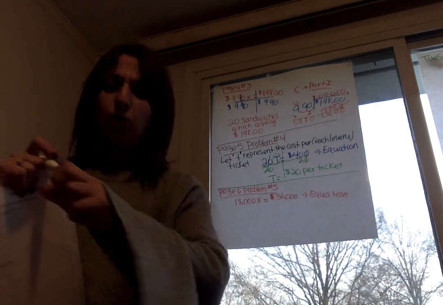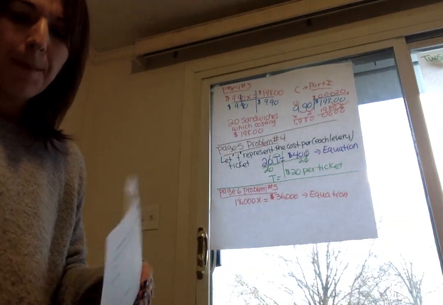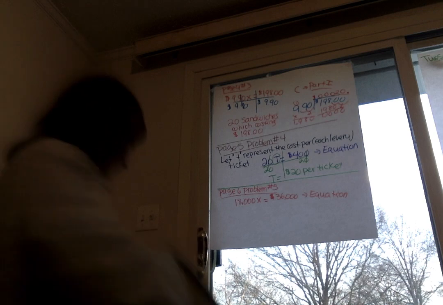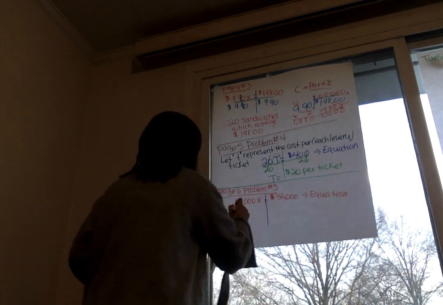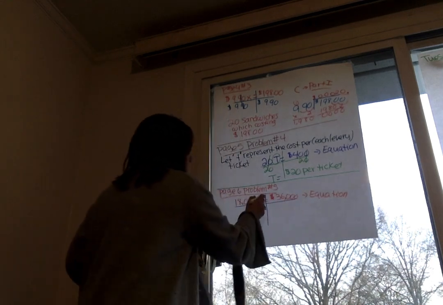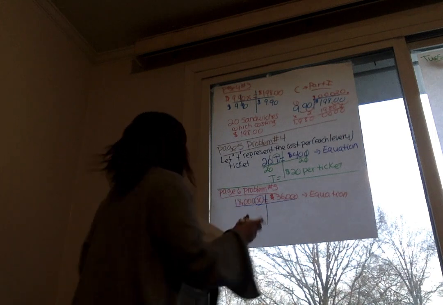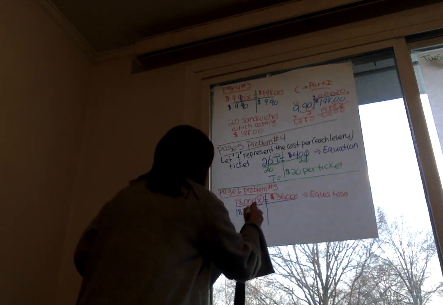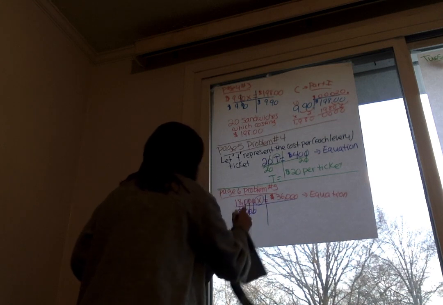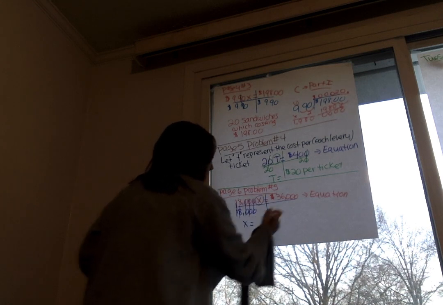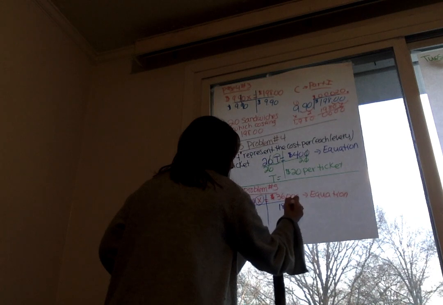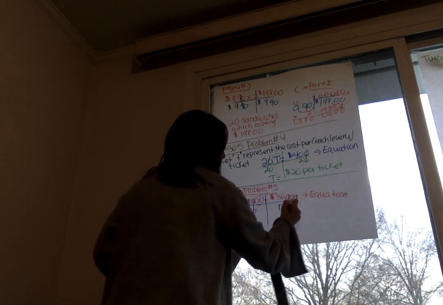So now I'm going to solve the equation by using the wall method. So I'm going to make my vertical line and my horizontal line. I want to get X alone, so this means multiplication. The inverse is division. I'm going to divide by 18,000 on both sides because I want to get X by itself. I'm going to cross off my zeros and line them up.